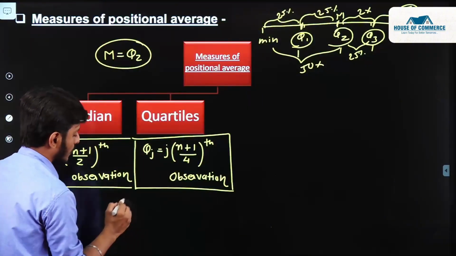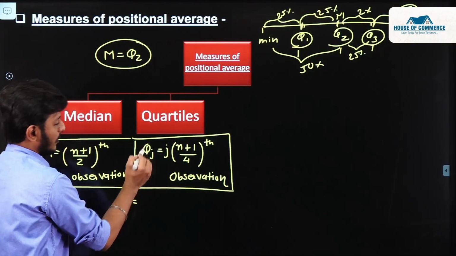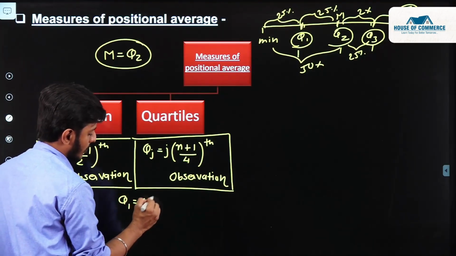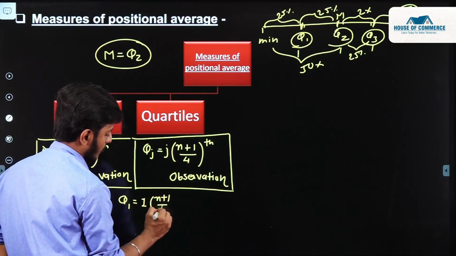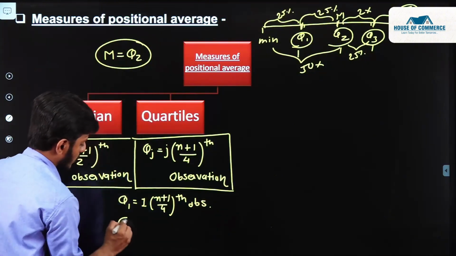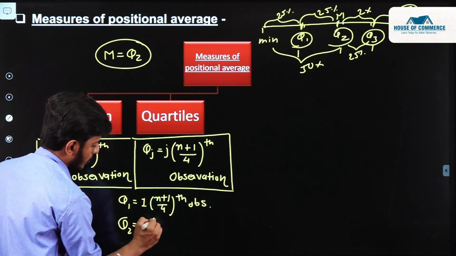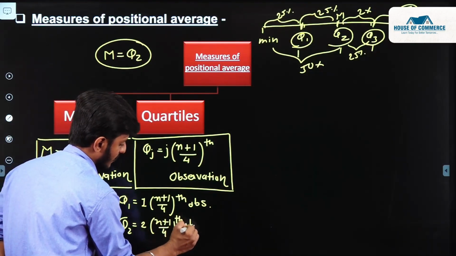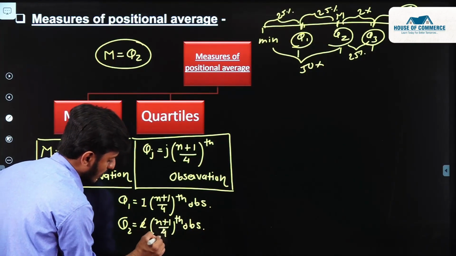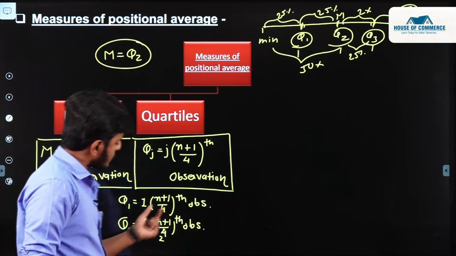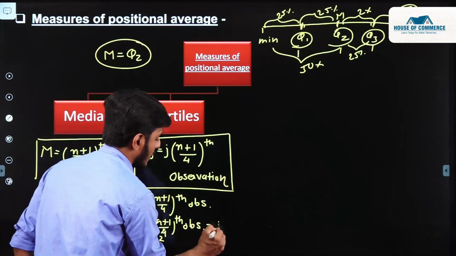If we want to find the formula for Q1, then instead of j we put 1 over here. So the formula will be (n+1)/4th observation. If we need to find Q2, then we use 2(n+1)/4th observation. If we divide 2 by 4, we get the formula (n+1)/2th observation, and we are very much aware that the (n+1)/2th observation is nothing but the median.